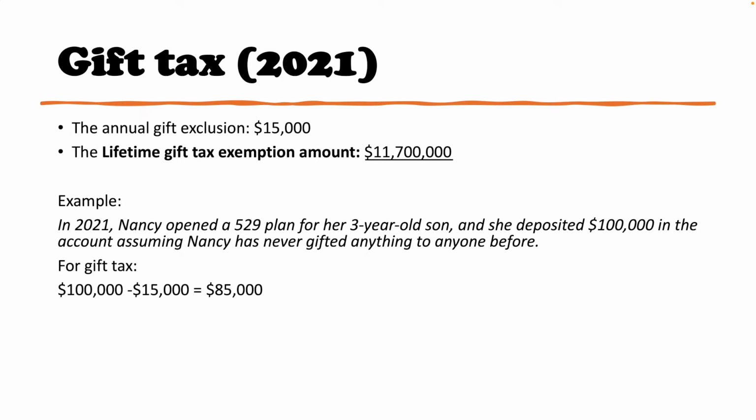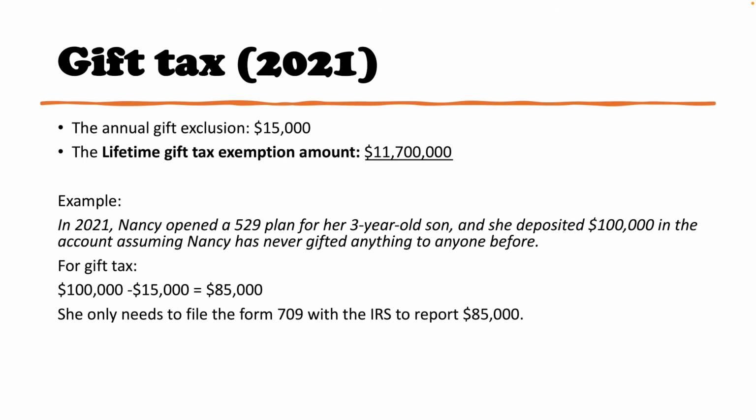So in this situation, the annual exclusion means the IRS said if you make a gift below $15,000, it won't be subject to any gift tax implications. So anything below $15,000 is not a reportable gift, and you do not need to do anything. So what if you make more than $15,000? In this case, the IRS said you just have to file the gift form, which is 709, to report the excess amount. In this situation, she made an excess amount of $85,000, so you just need to file form 709 with the IRS to report the $85,000.